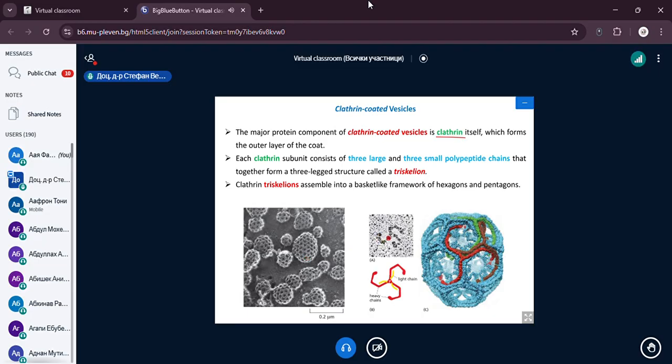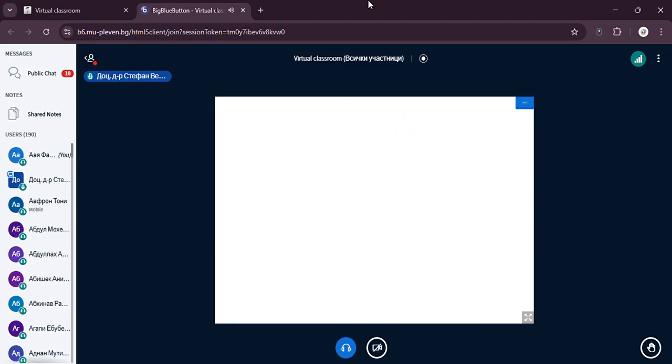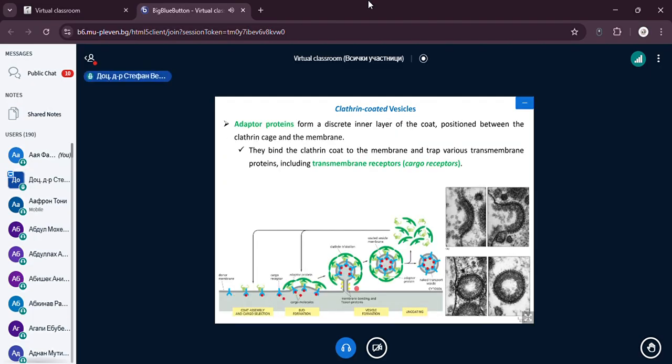And this is a high-power transmission electron micrograph showing just one of these triskelions, how they really look. This is a diagram, but that's the real triskelion in the cytoplasm. And many such triskelions assemble on the surface of the vesicle and form the clathrin coat of the vesicle. This is the process of formation of one such clathrin coated vesicle, and you see an electron micrograph showing this process.